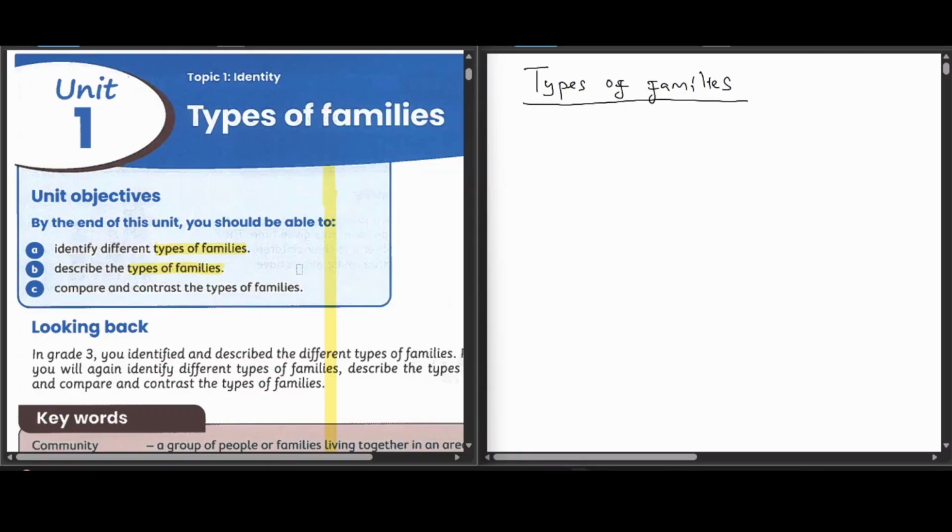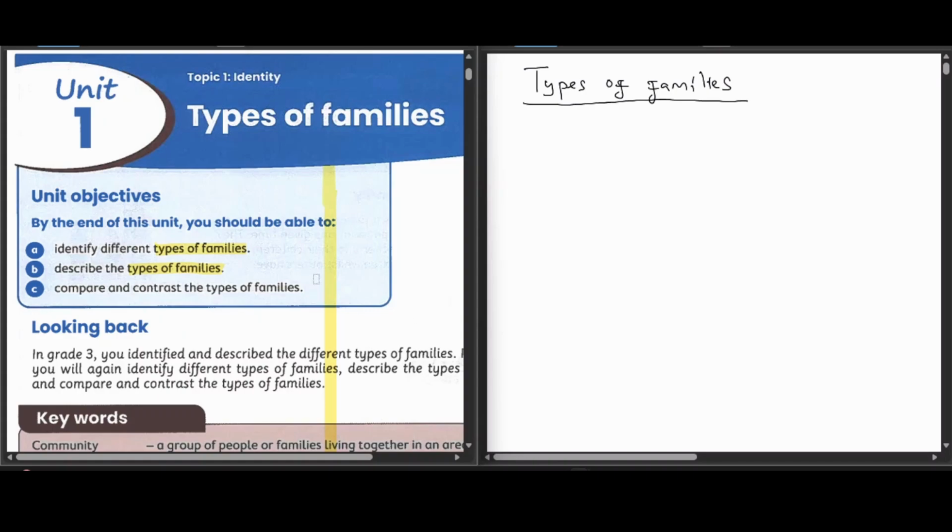Saka toda kutarisa mhando dzemhuri, matype emafamily. Toda kuziva kuti mafamilies ane matypes akaita sei. Taziva kudaro, we should be able to describe the types of families. And lastly, we should be able to compare and contrast the types of families.